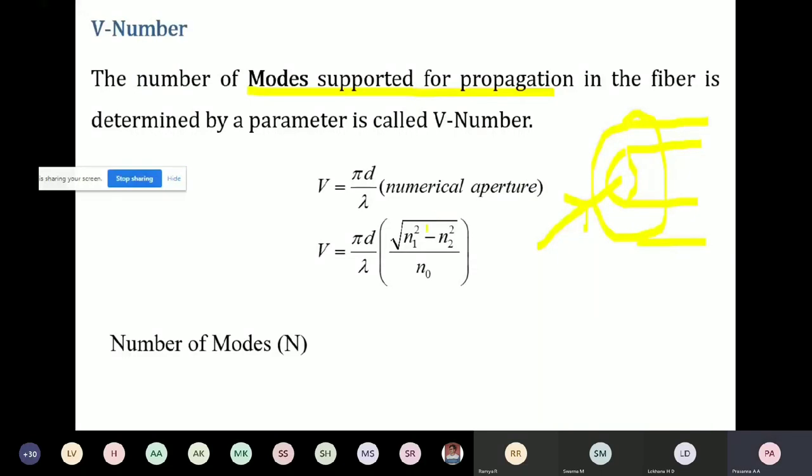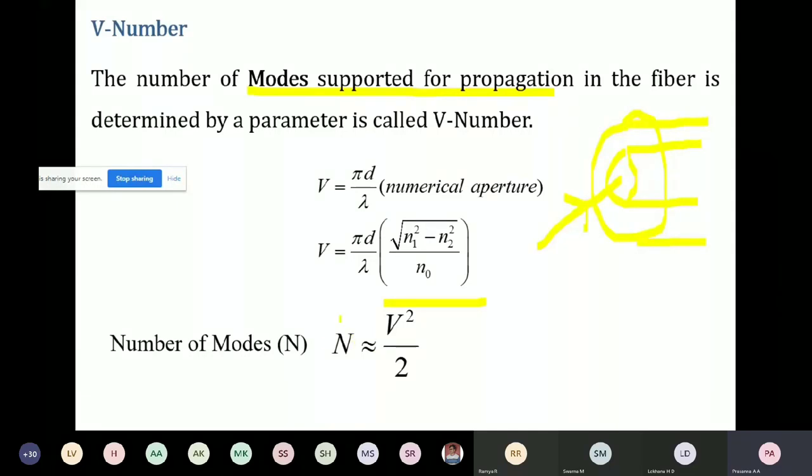It is square root of n1 square minus n2 square. So this is the expression for numerical aperture. In case the surrounding medium is air, n0 will be taken to be equal to 1. In general, n0 is different from 1. And this is the equation which gives us a parameter known as V number. This V number is required to calculate the number of rays that are propagated in an optical fiber.